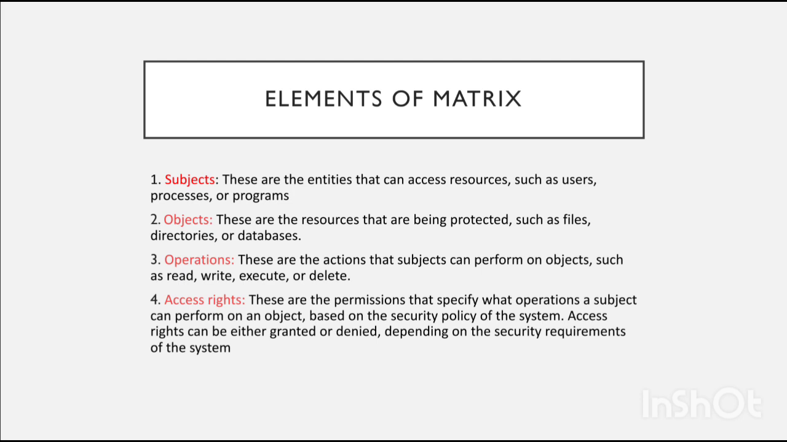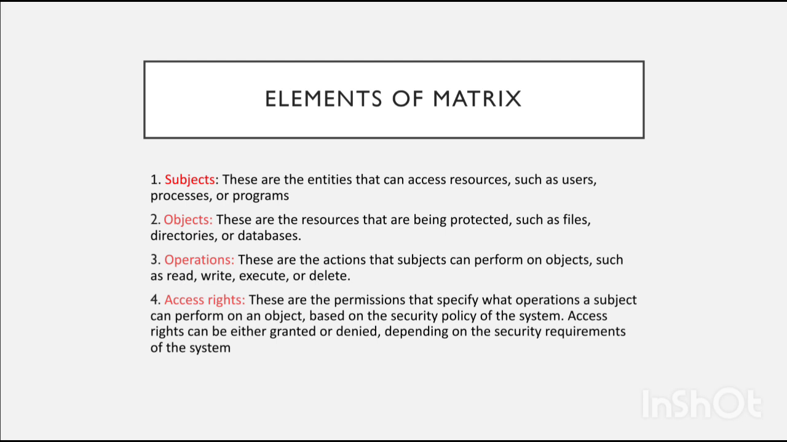The third one is operations. What operation a subject can perform on the object are the operations. This can include read, write, execute, delete or any other operation. The fourth one is access rights. These are the special permissions that specify what operation a subject can perform on the object. Only based on this access right, a subject is allowed to perform an operation. Access rights can either be granted or denied by the system, which depends on the security requirements.